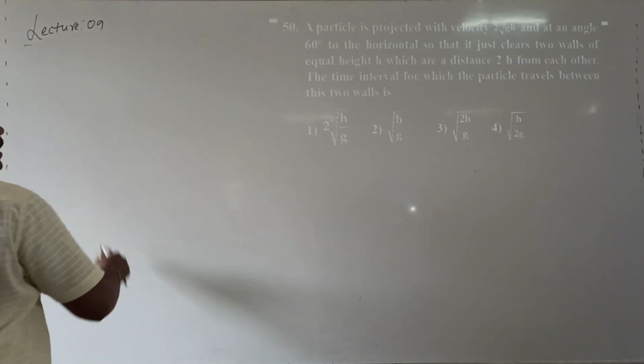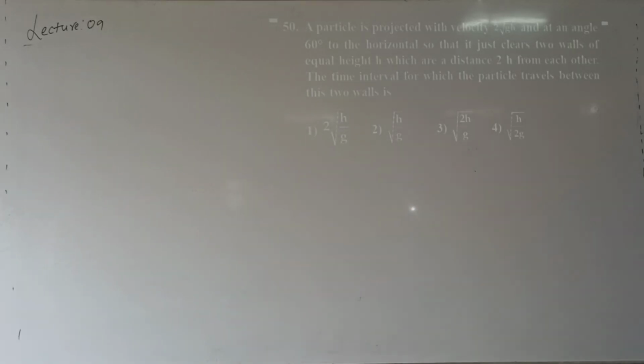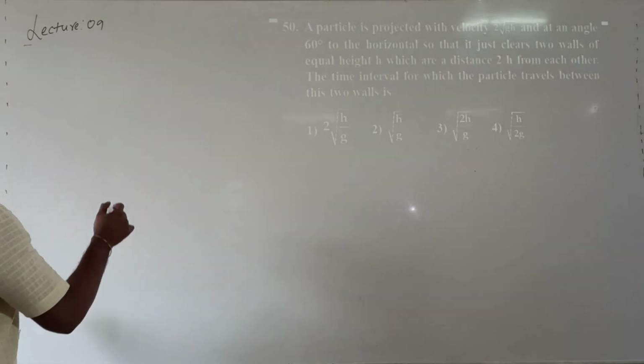So what is this question? A particle is projected with a velocity 2 root g at an angle 60 degrees to the horizontal, so that it just clears two walls of equal height which are at a distance of 2 meters from each other. Find the time interval for which the particle travels between the two walls.